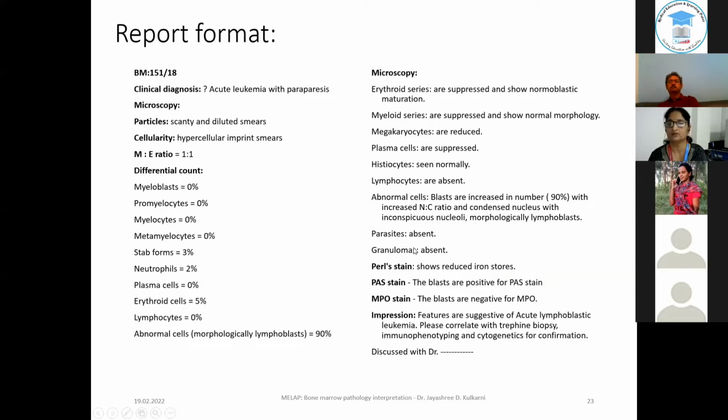Do not forget to look at parasites and granulomas as per the indication, and a Pearl stain to comment on the iron stores. Then there are 2 simple cytochemical stains which you can use, PAS and MPO, and these can help you in the preliminary diagnosis of an acute leukemia.